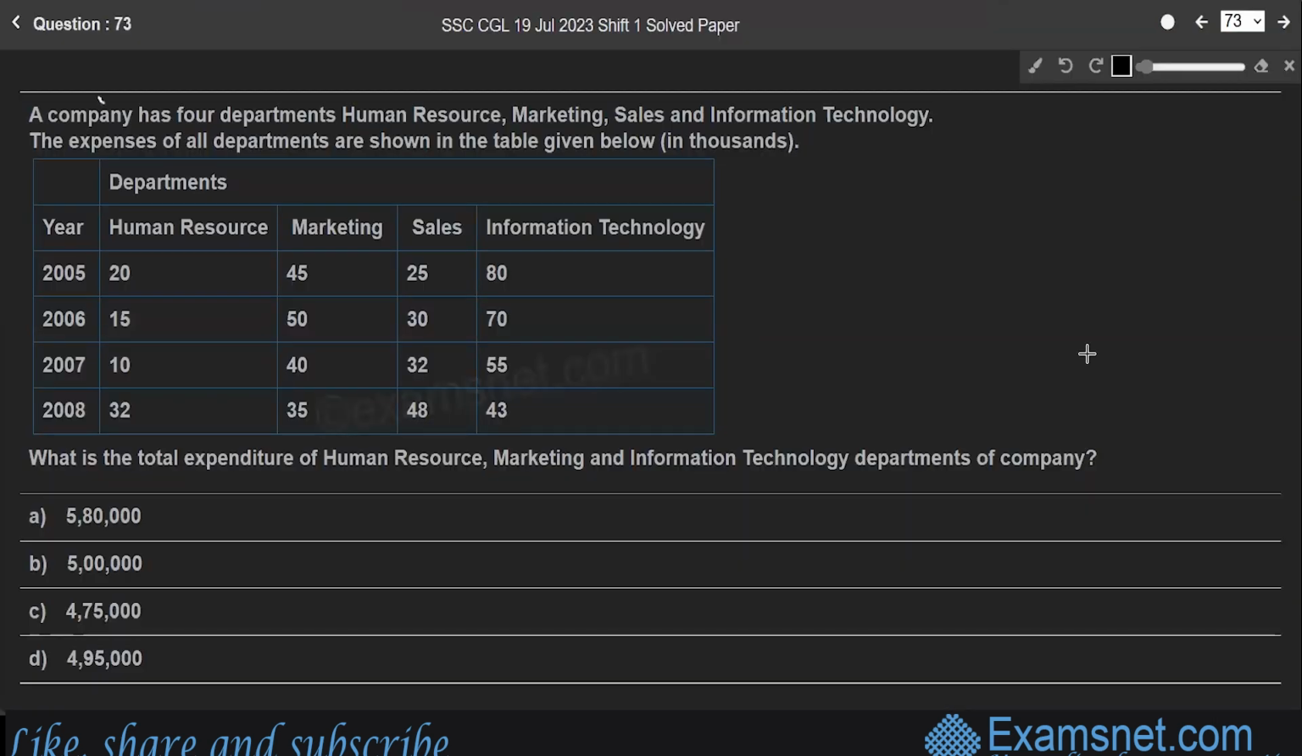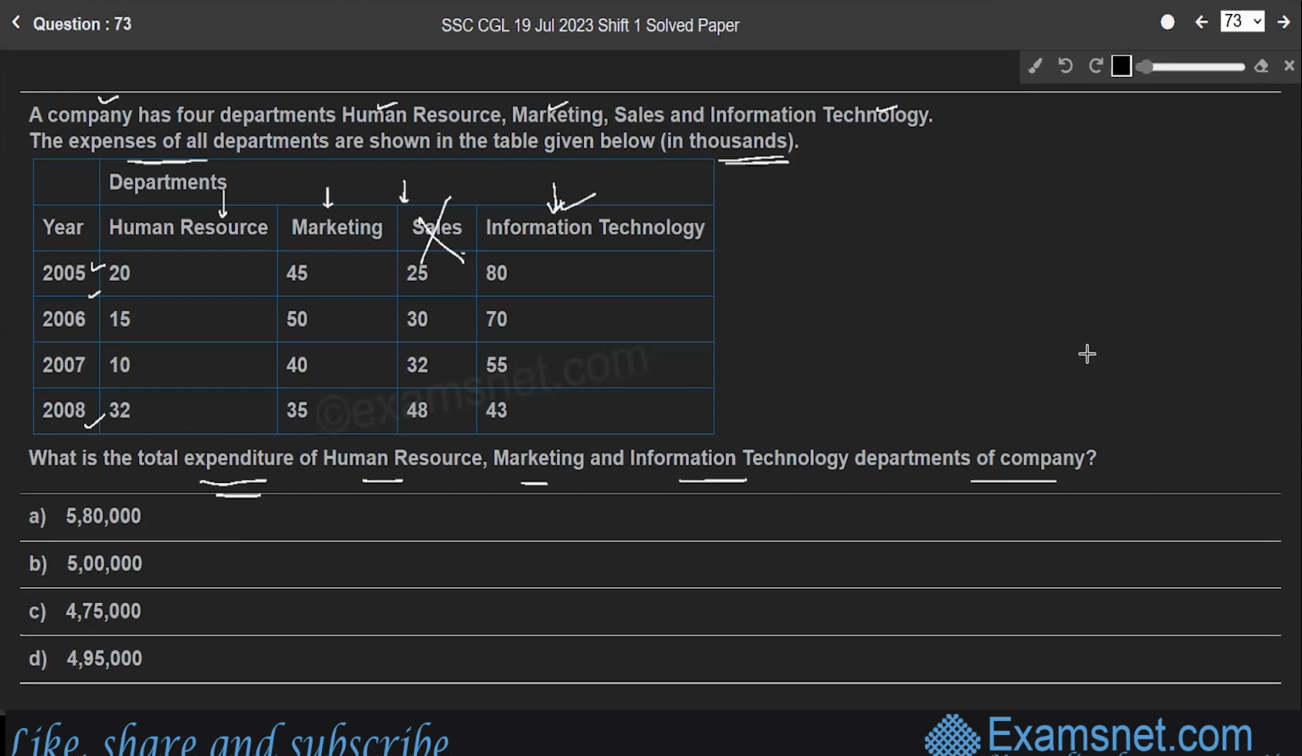Question 73. A company has 4 departments: human resource, marketing, sales, and information technology. The expenses of all departments are shown in the table given below in thousands. So here, in the 4 different years, 2005 to 2008, the expenses of all departments are given in thousands. The question is, what is the total expenditure of human resource, marketing, and information technology departments of the company? Here we need to find the total expenditure of human resource, marketing, and information technology, not sales.